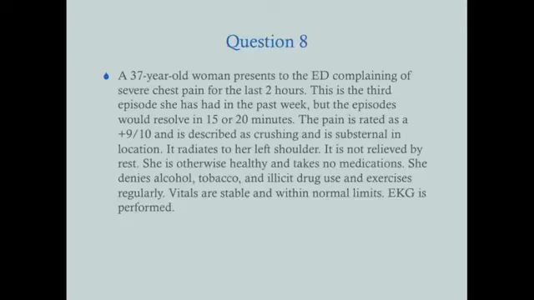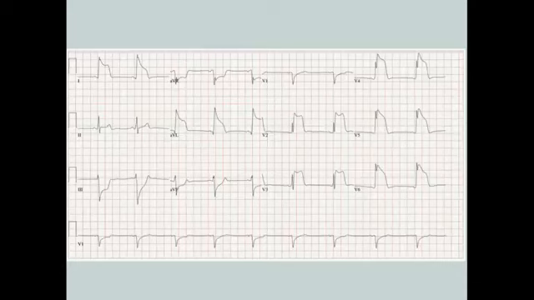She is otherwise healthy and takes no medications. She denies alcohol, tobacco, and illicit drug use and exercises regularly. Vitals are stable and within normal limits. EKG is performed, and this is what you see. Okay, so this is what you see. You can pause it if you want to look at this a little longer.